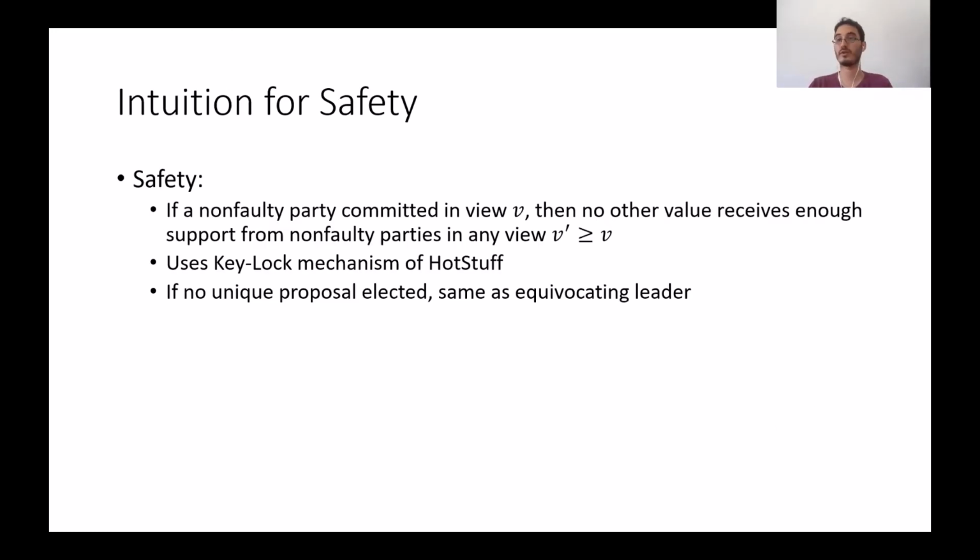Now we're going to talk at a very, very high level about why this protocol should work. And for more details, I urge you to look at the full version. We're going to divide our discussion into a discussion of safety and a discussion of liveness.